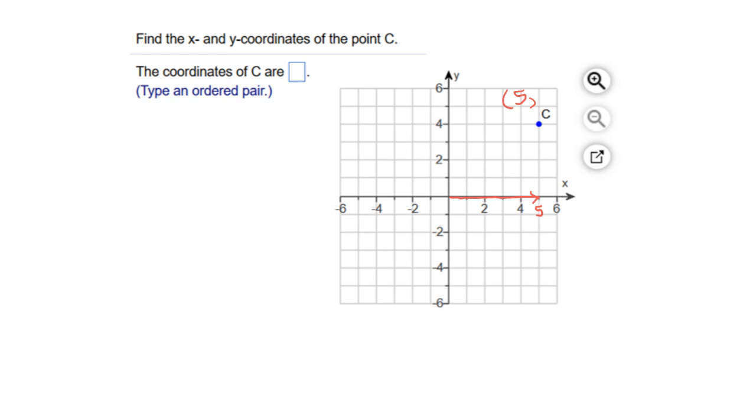So I had to move 5 units to the right. And then I'm going to move 1, 2, 3, 4 units up. So that is y is 4. So x is 5, comma, 4 for y, and that is our coordinates. And it says type an ordered pair, so make sure on MyMathLab you are typing in 5, comma, 4 with parentheses.